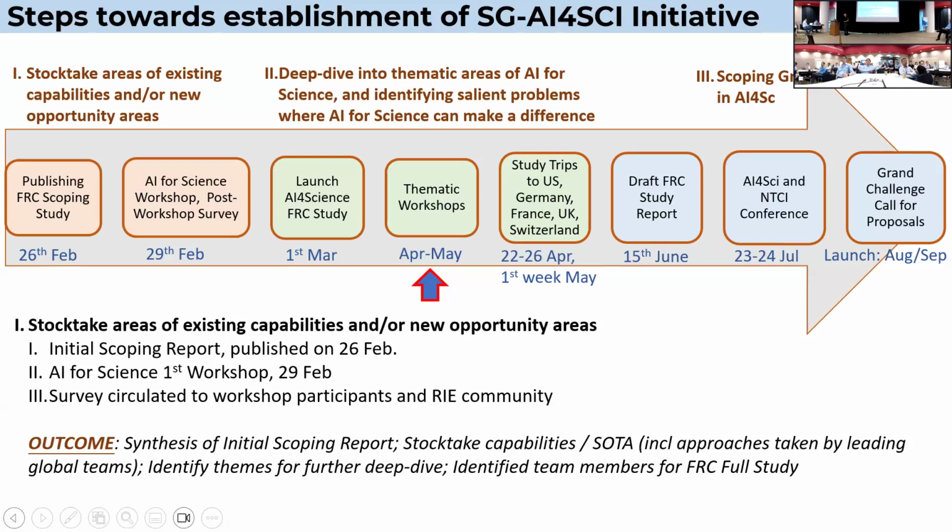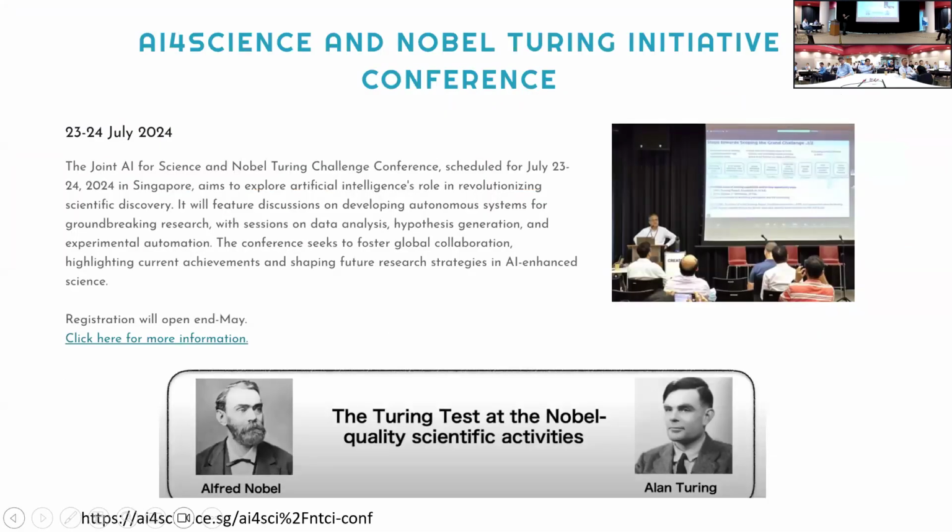And the next one will be the AI for Science and NGCI conference. NGCI is basically a short name for the Global Turing Initiative Conference, which has been there for more than 10 years. And we will integrate AI for science together with them. We have identified a team of top experts in the world, so that is a very important event in July.